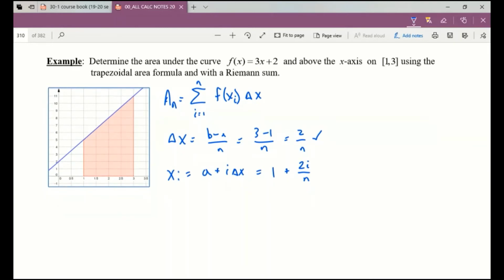And one last step before we get going in this. f of x sub i, therefore, our function is 3x plus 2, so it's now going to be 3 times that x sub i, which is 1 plus 2i over n, plus 2. We can simplify this: multiply that 3 into the brackets, and 3 plus 2 is 5. We have 5 plus 6i over n.